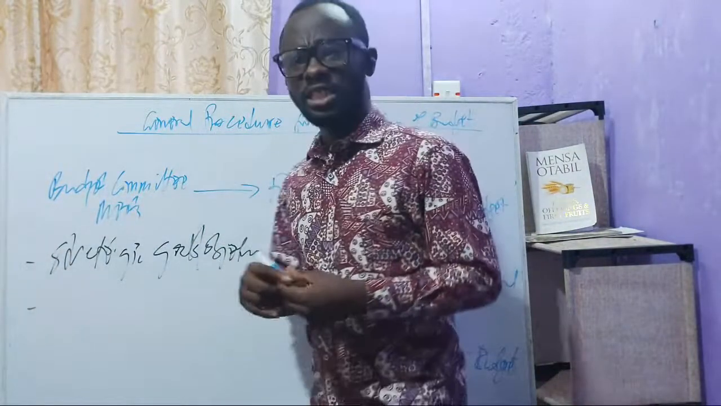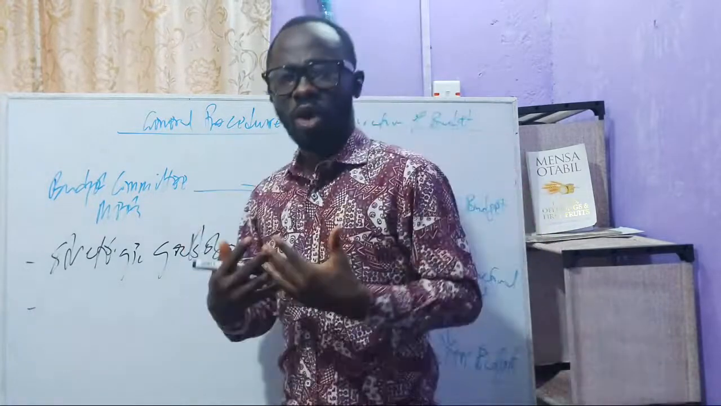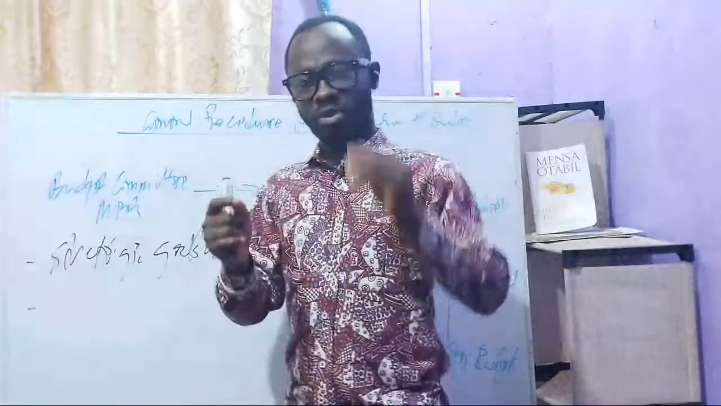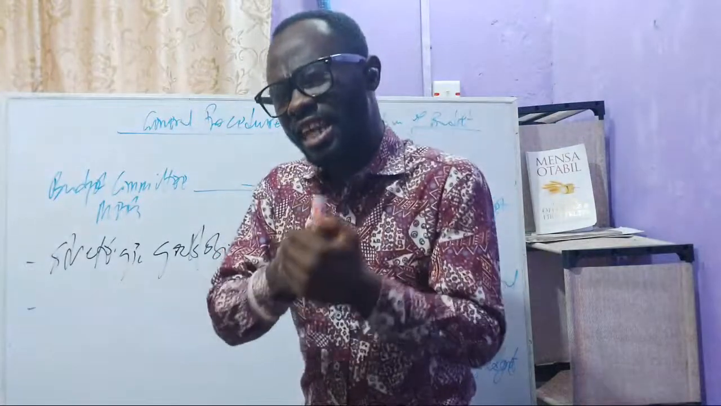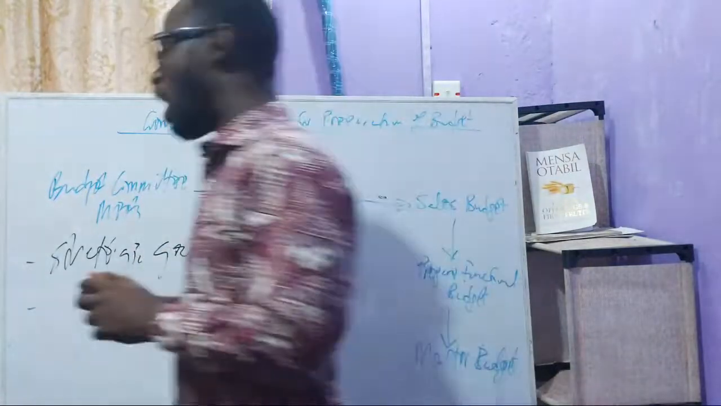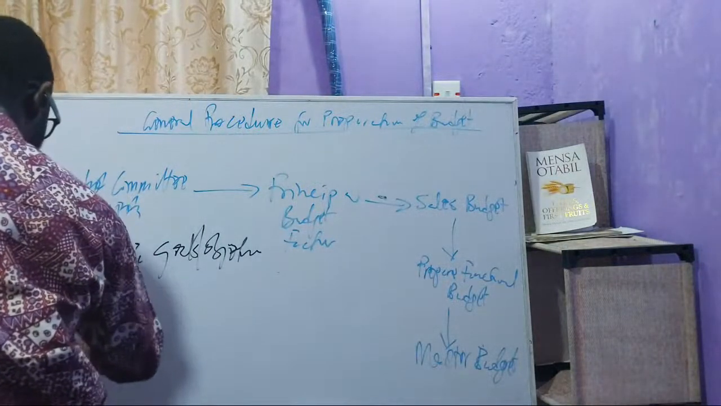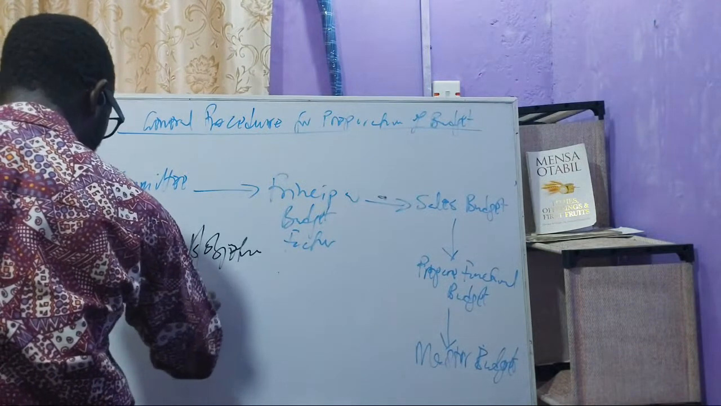After the budget committee has determined the strategic objective, what the company wants to achieve within the budget period under consideration, the second thing that the budget committee does is to identify or determine the basic assumptions that will be used in the preparation of the budget.